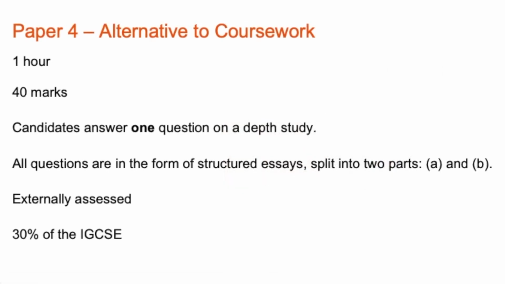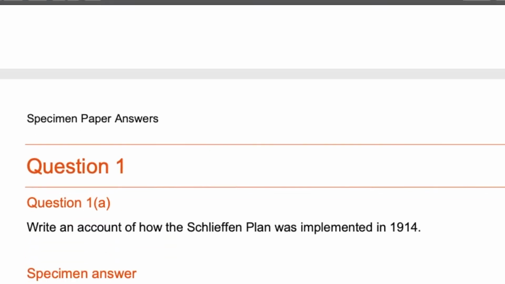So here are the details for paper 4, alternative to coursework. 40 marks, answer 1 question of the depth study. It's 2 parts now, part A and part B, and it'll be 30% of the overall grade, externally assessed by Cambridge assessors.